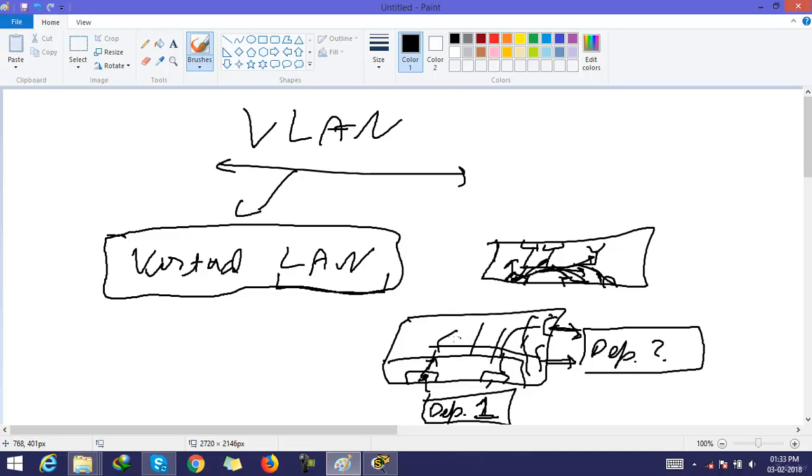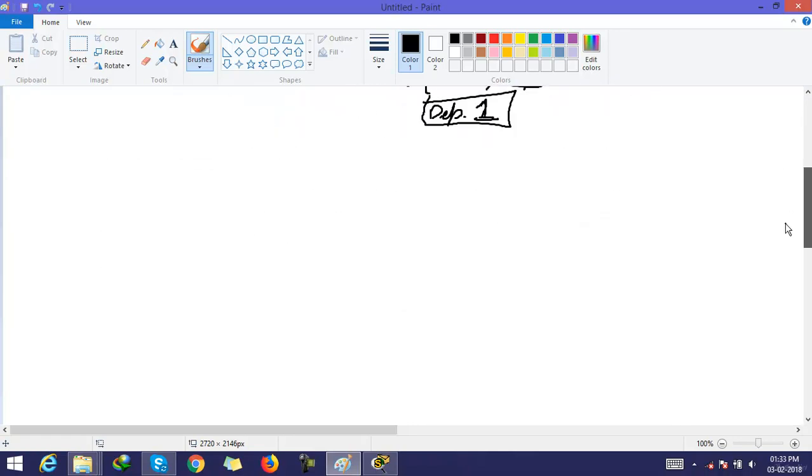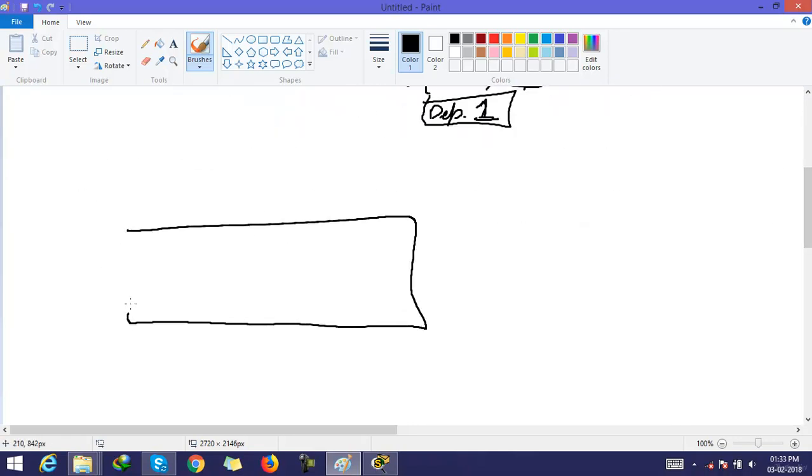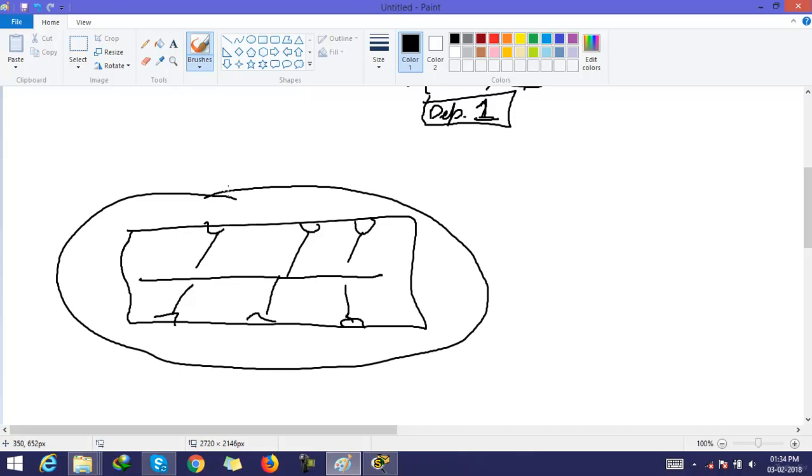We divided it virtually. For example, a switch has a single broadcast domain. It means all interfaces are connected to this broadcast domain. It means the whole switch works like a single LAN. If an interface broadcasts a packet, every PC or every interface that is part of the broadcast domain or LAN can receive that particular packet.